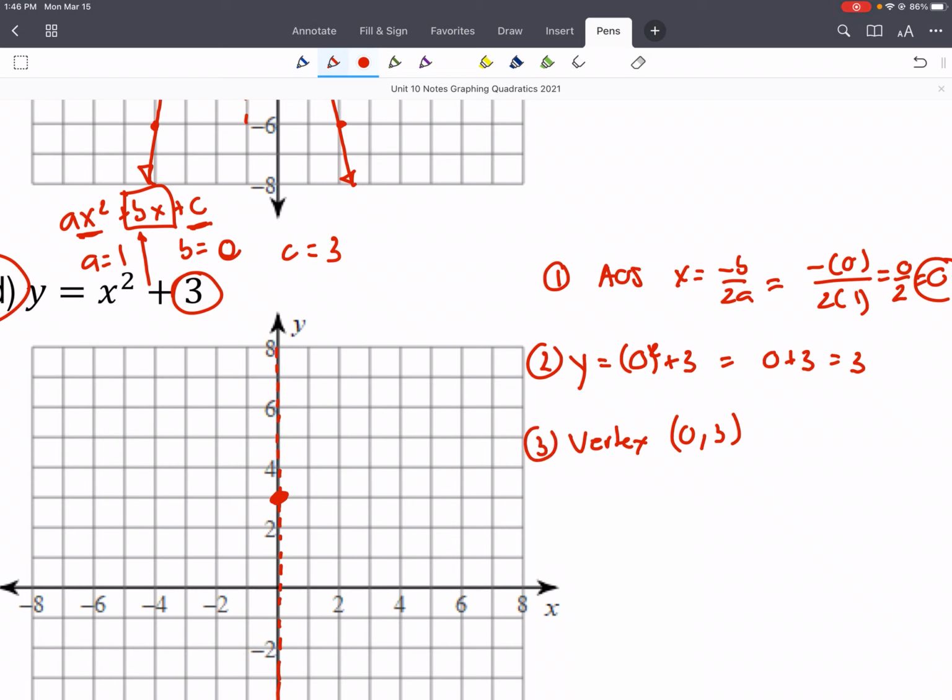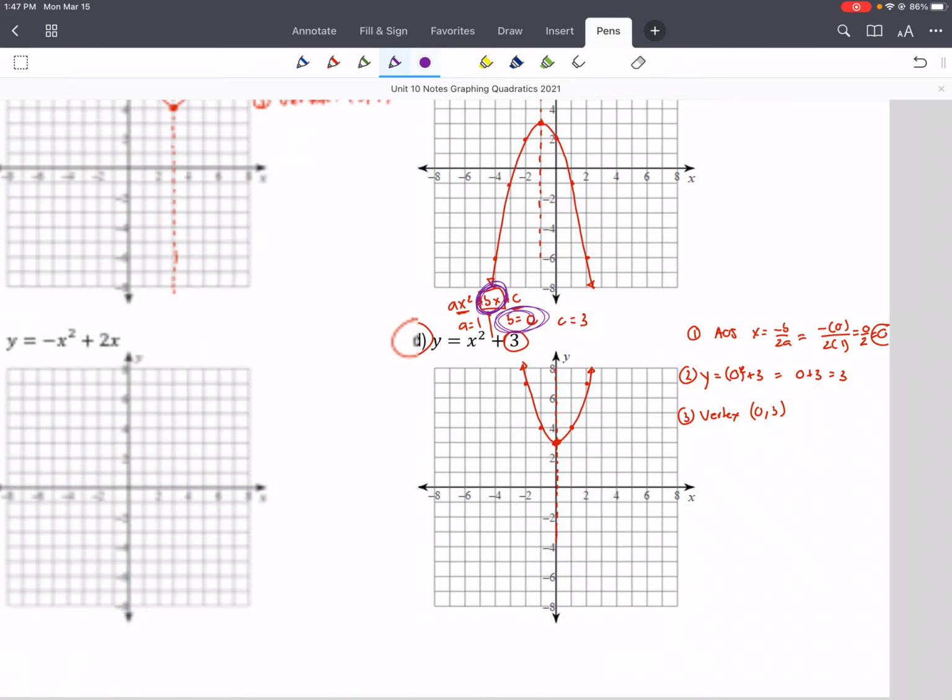And now we can use our growth pattern. So a is positive 1, so we'll go over 1, up 3, and we'll do it on both sides. And we're done. Okay, so again, please make sure we understand that if the middle term is missing, b is 0.